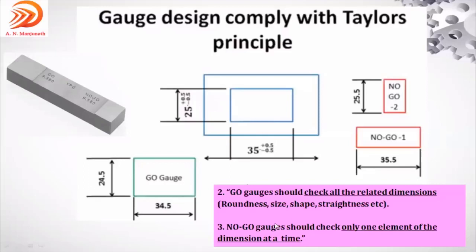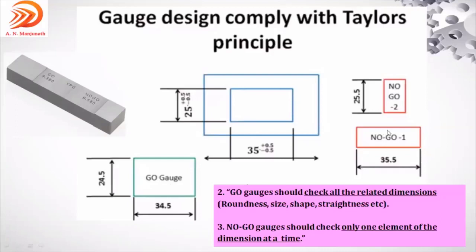When it comes to the no-go gauge, it should check only one element of the dimension at a time. That is the rule, the principle that the person has stated. While designing the no-go gauge, it should be designed in such a way that only one element of the dimension can be checked at a time. At a time, only one. In this particular rectangular component, it is not possible to use a single no-go gauge as per the statement.